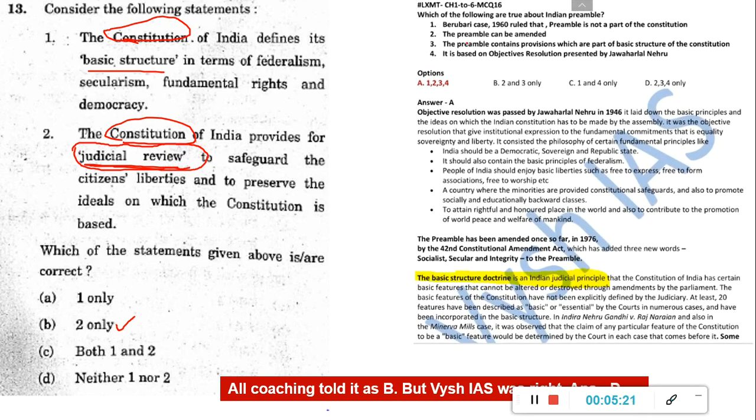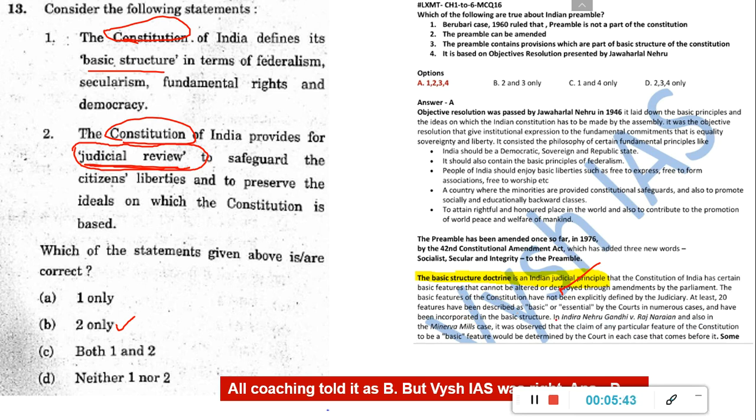So I'll show you the first one first. The Constitution of India defines its basic structure in terms of these things. Basic structure is a judicial principle. In the Kesavananda Bharati case of 1973, it was formed. There is no definition, even in that case. The Supreme Court only keeps telling that right to life is also there, secularism is also there, welfare state is there. These all come under basic structure.